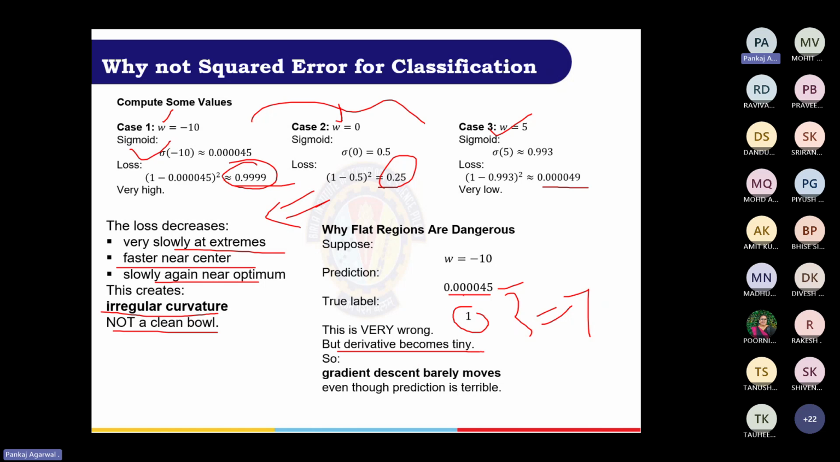So it says that you have too much error. Suppose a student gets very low marks, and still you say that no, you just need to do this only, and you'll be able to pass. No, because there's a huge error. So you need a huge correction for that particular student, but you didn't suggest that correction, right? So here the derivative actually does not help him. Gradient descent barely moves, even though the prediction is terrible. I'll give you more examples.